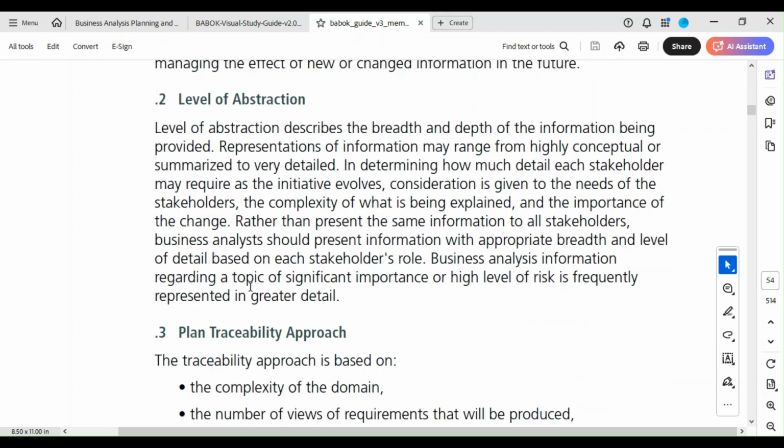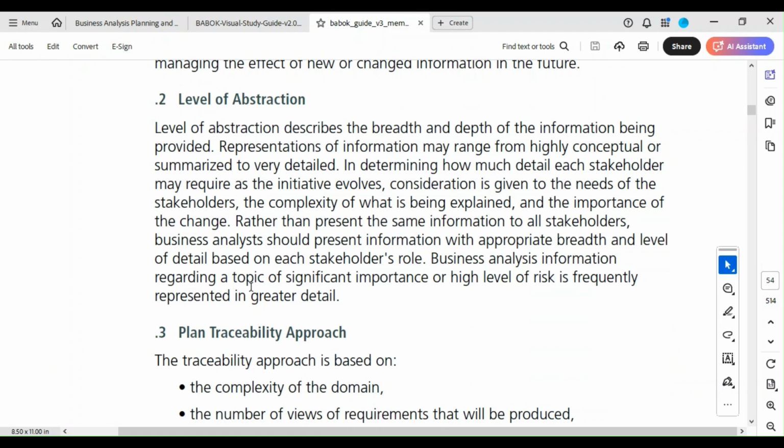Level of abstraction. The level of abstraction describes the breadth and depth of the information being provided. Like how deep or how shallow, how much information do you need or need to provide. Representations of information may range from highly conceptual or summarized to very detailed. It's still saying the same thing.